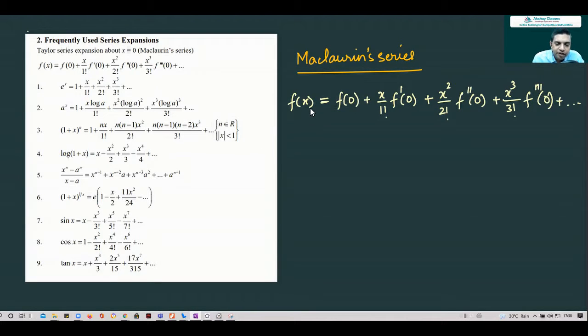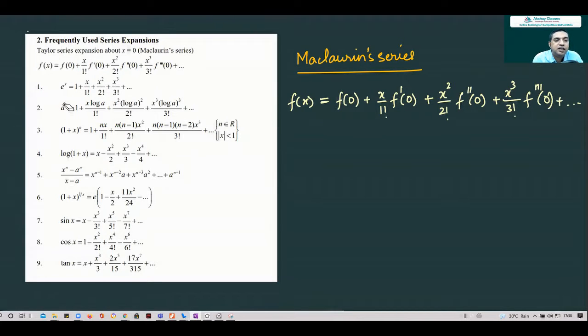Now when we do this Taylor series expansion about x equal to 0, that is Maclaurin series. So this is the Maclaurin series. When we do this, we get these expressions. e power x is equal to 1 plus x by 1 factorial plus x square by 2 factorial plus x cube by 3 factorial and so on. These we have to remember.